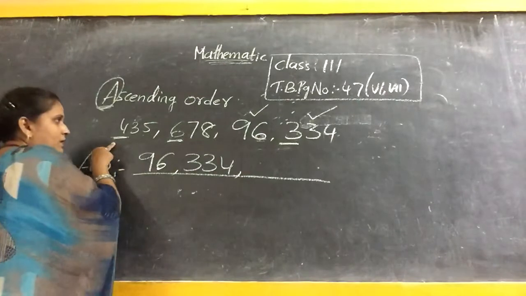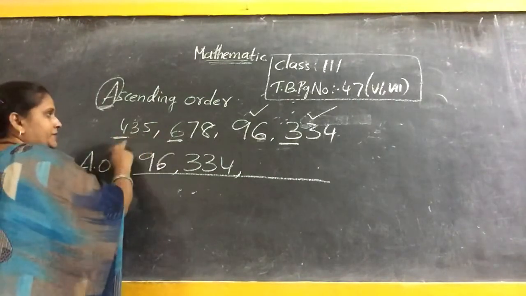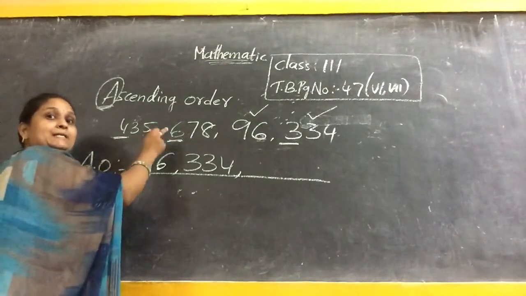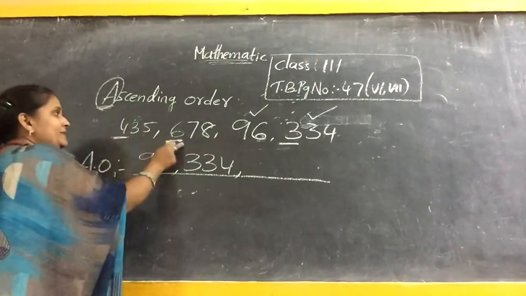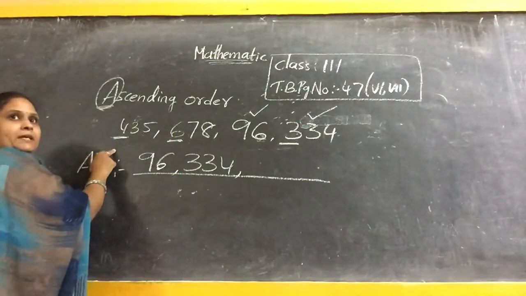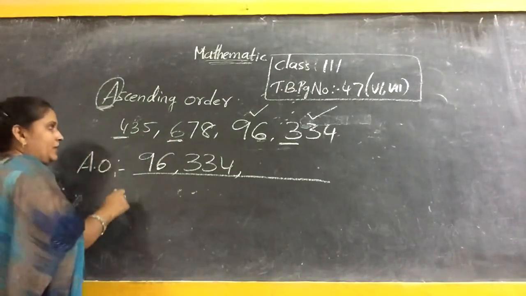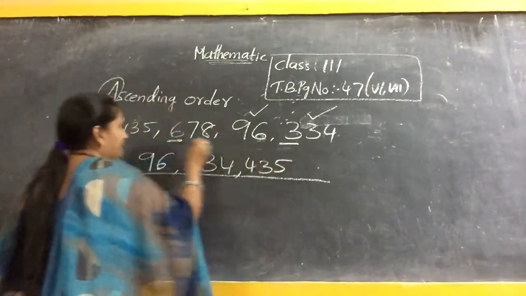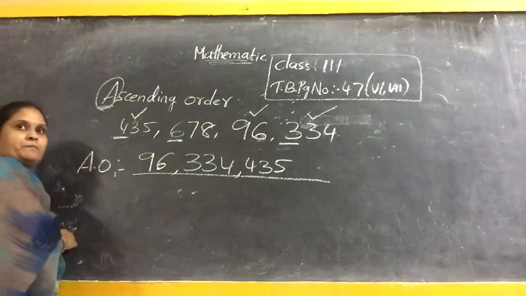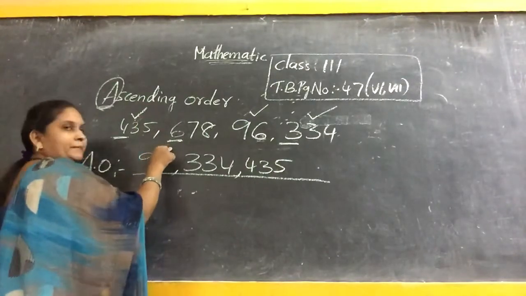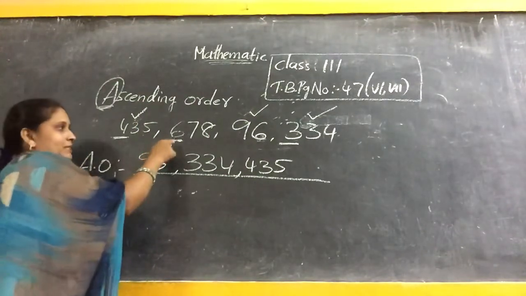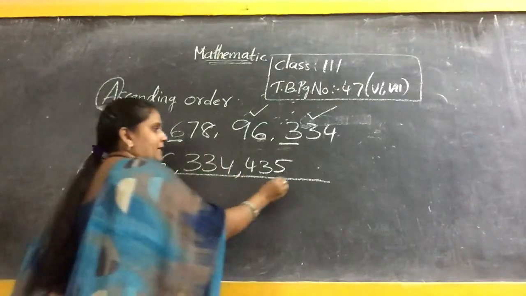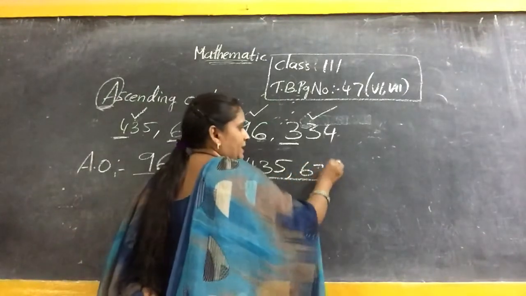Next, now 4 and 6 in these 2 numbers. Which is the smallest number here? Yes, 4 is the smallest number. So write 435. Put tick mark. Next, last, what number is left over here? Yes, 678. That 678 we have to write.